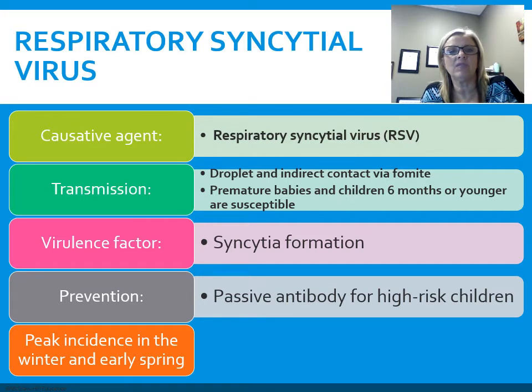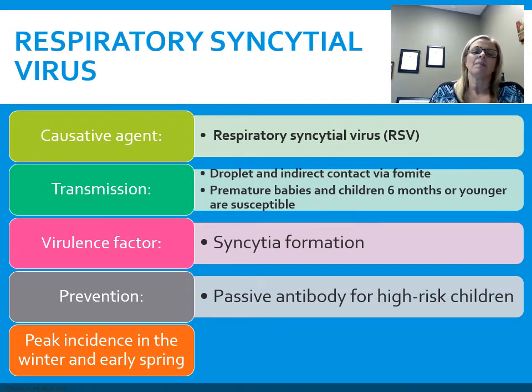Next, we've got RSV, respiratory syncytial virus. Okay, this is serious for infants 6 months old and younger. Okay, very highly contagious. We do see a peak of this in the winter and the early spring. It's transmitted via droplet contact and even fomite contamination. We do not have a vaccination that is effective against this just yet.